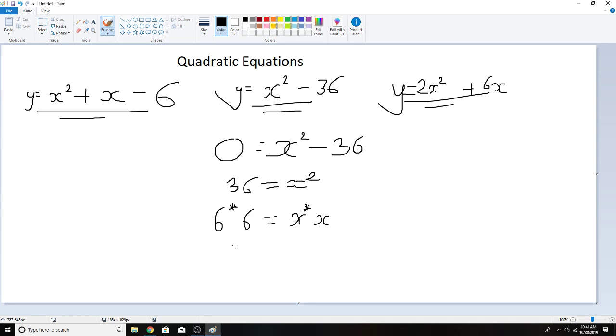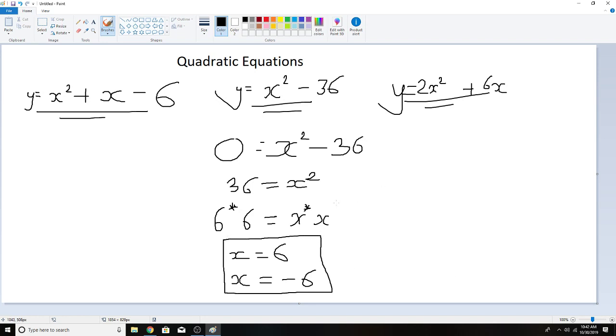There are two solutions actually, because you have to remember with quadratic equations you have to take the minus number into account as well. So x does equal positive 6, but it also equals minus 6, because minus 6 times minus 6 is 36. A minus number times a minus number is positive. So those are the solutions for the equation.